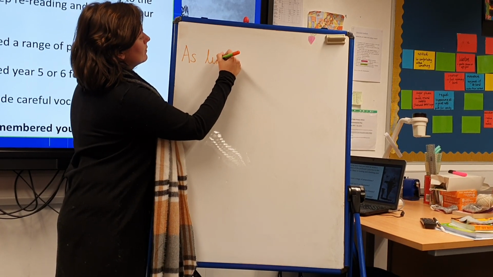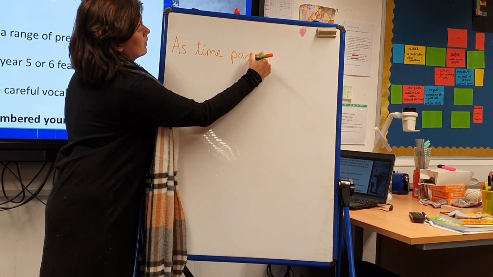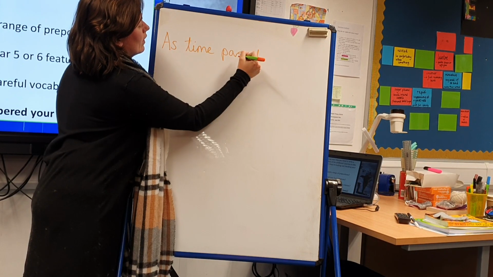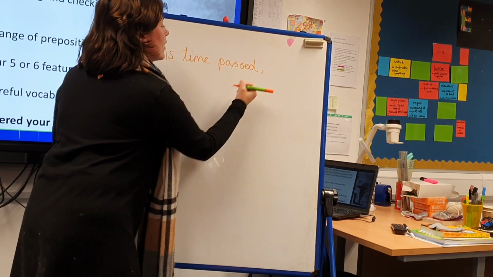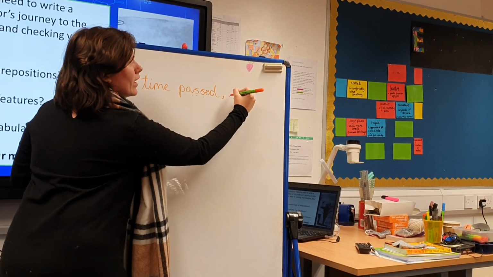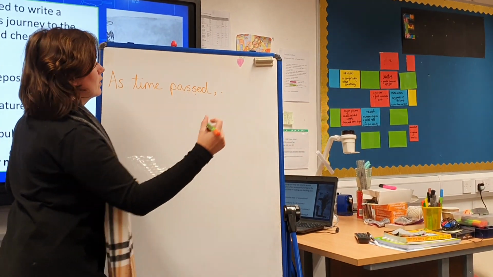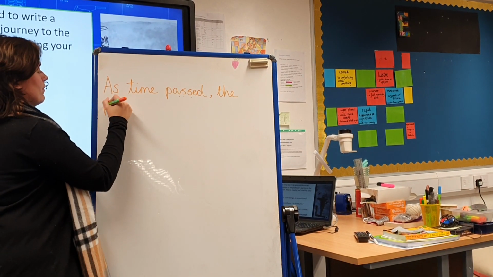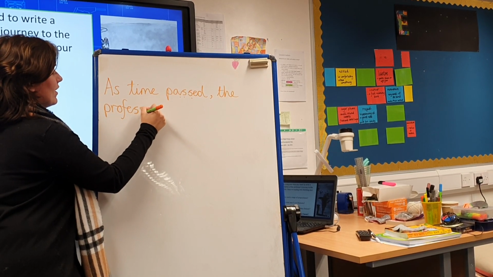As time passed. I'm checking now, is this the correct spelling? I'm not even sure, so I'm going to just dot it. As time passed, comma. Manfred, the professor. Is it a capital P for professor or not? Only for the names, so we can do lowercase p for this. Yes. The professor. I'm trying to do neater handwriting this time, really. It's very nice, Miss Forster.